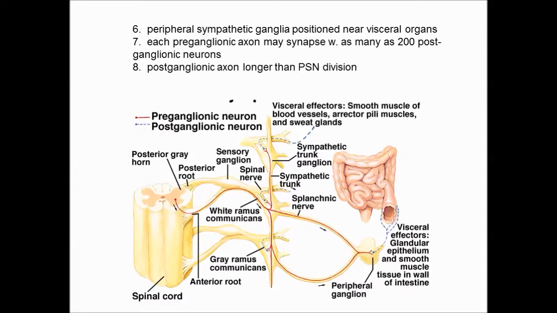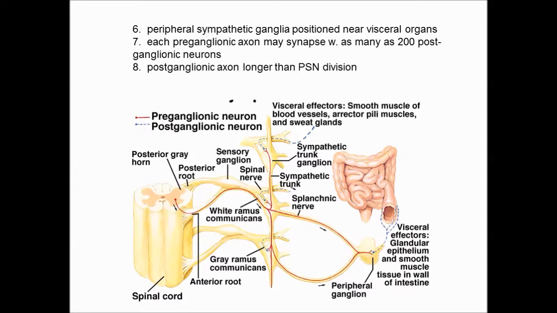The other thing I wanted to point out was, as I just indicated, each preganglionic axon may synapse with as many as 200 postganglionic neurons. That's pretty rare. It's something like 1 to 35 in the sympathetic system, so the average is to synapse with at least 35 postganglionic neurons. So definitely the response is amplified if you send out one preganglionic and it activates 35, 40, 50 postganglionic neurons going to different places.